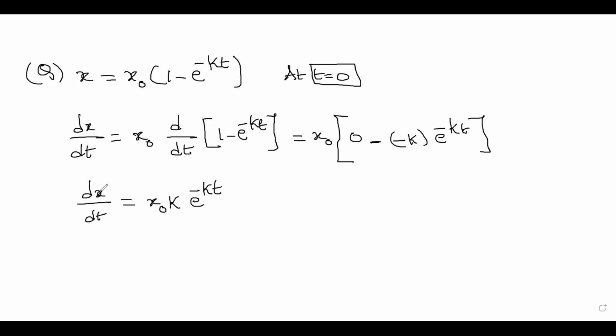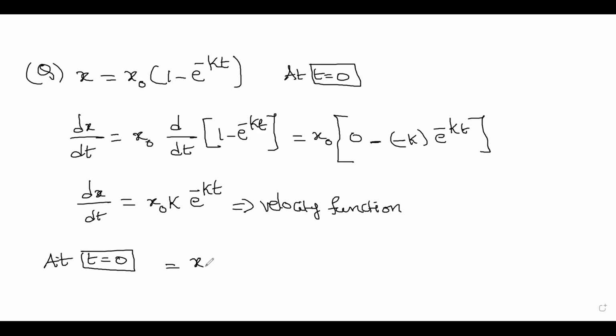Now this is the velocity function. Now what you have to do is substitute t equal to 0, since the velocity at t is equal to 0 is what you have to find. When you substitute t is equal to 0 in this, you get x naught into k into e to the power of minus 0. E to the power 0 is 1, so you get x naught into k. That's the answer. I hope everyone is clear with this.